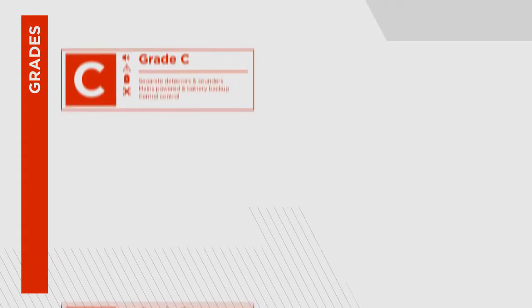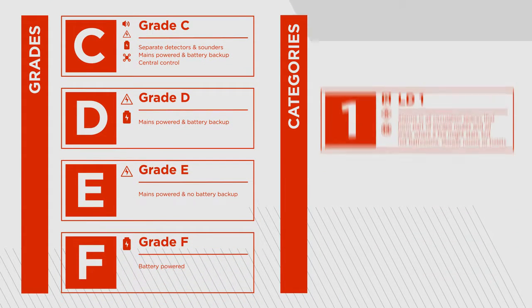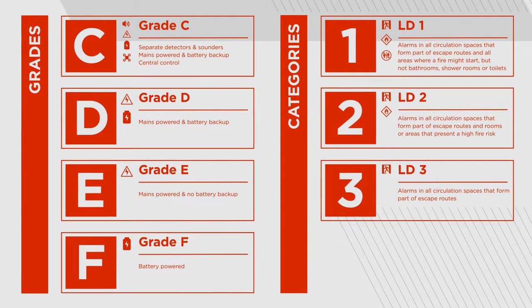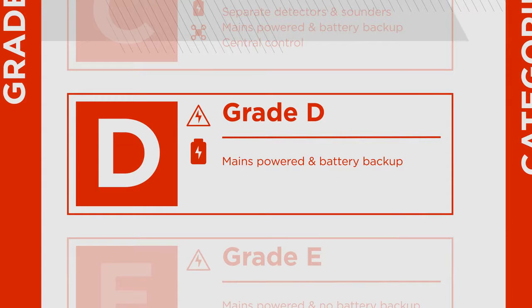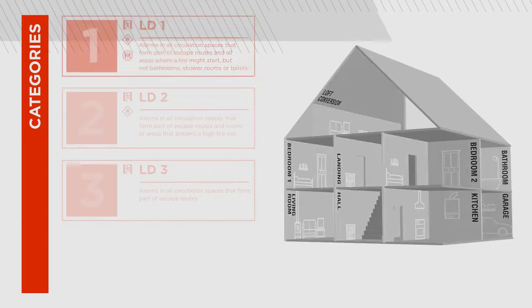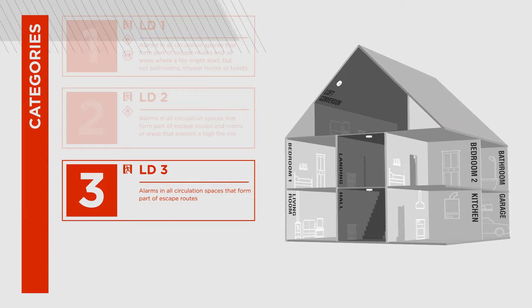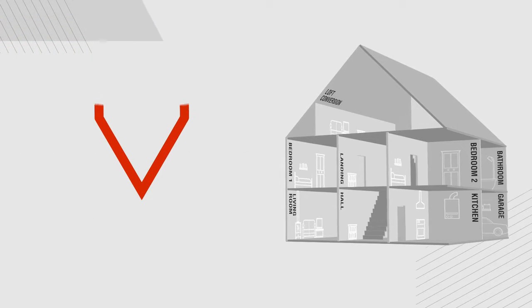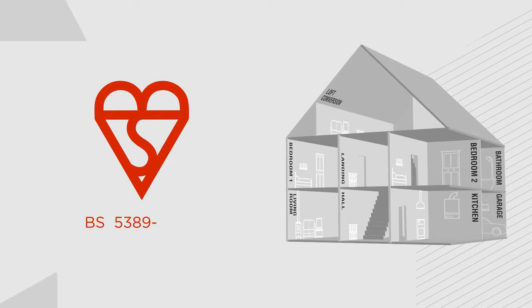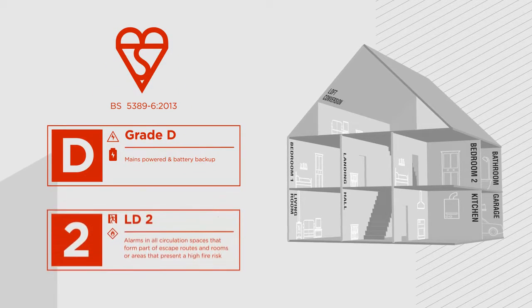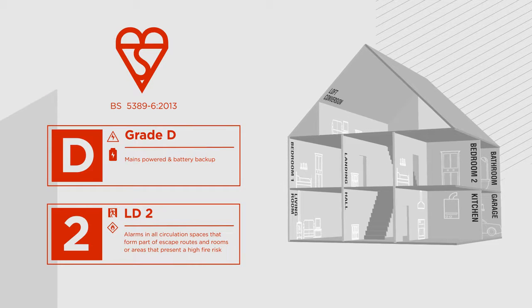When designing a system, there are grades and categories to consider. The grade is the type of alarms in the system, and the category is the level of protection. The category is chosen based on the risk and the level of protection required. The British Standard BS 5839 Part 6 2013 recommends a Grade D Category LD2 system for the majority of properties.